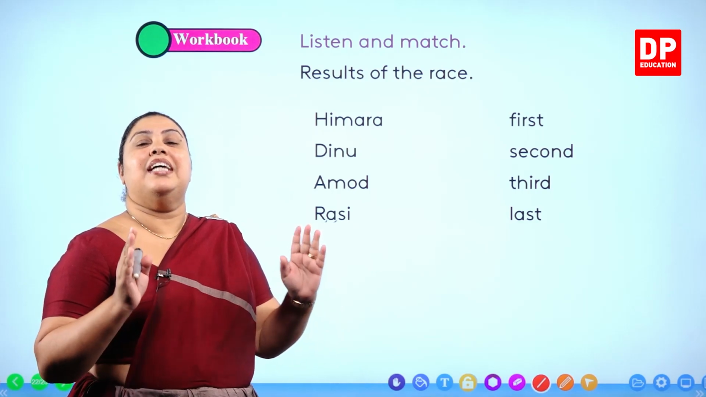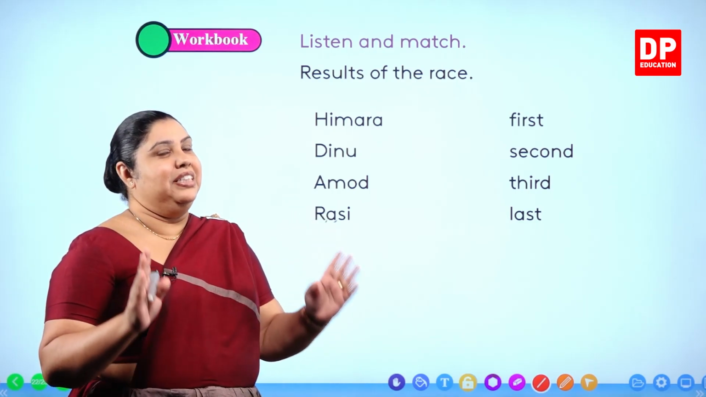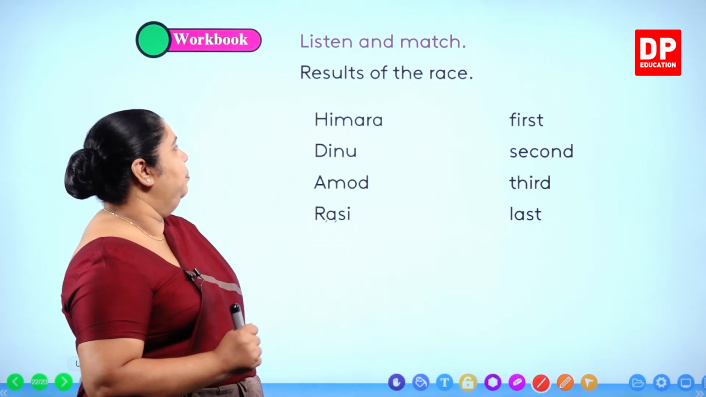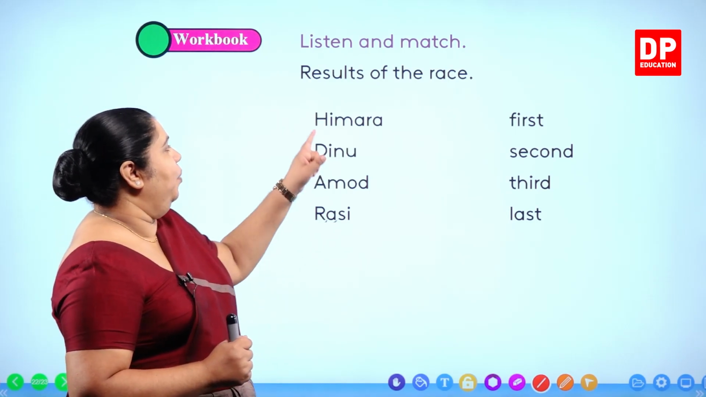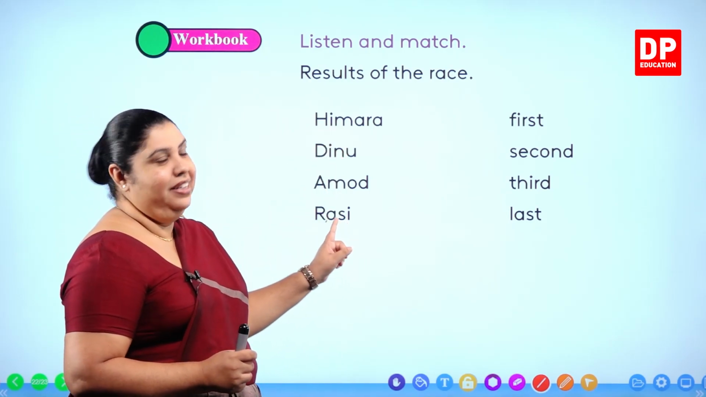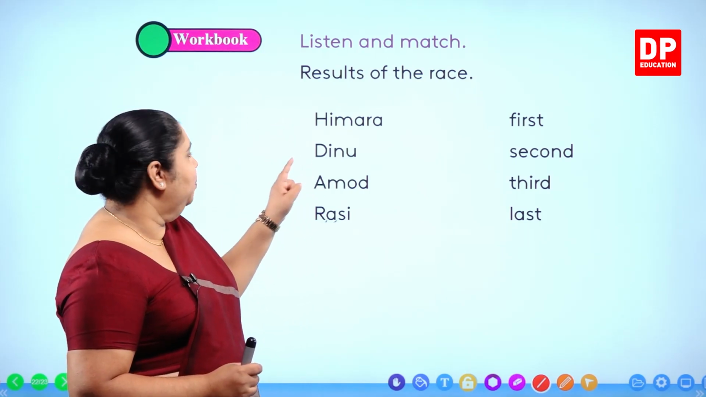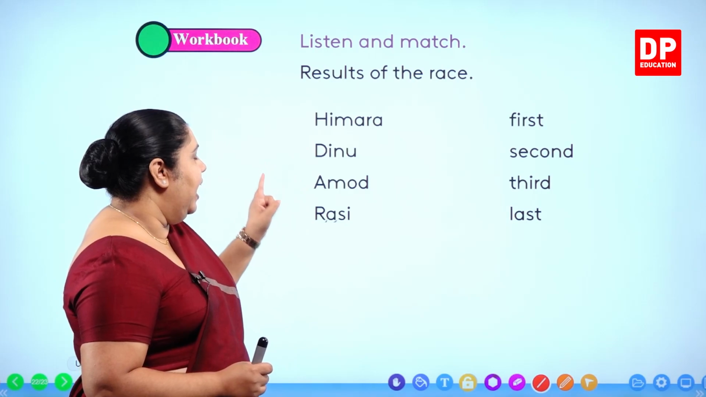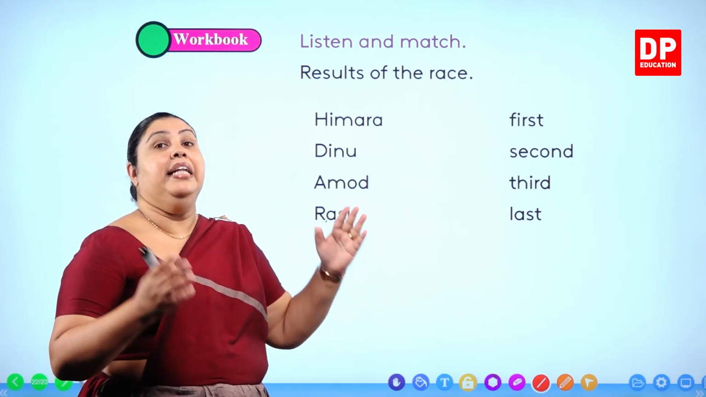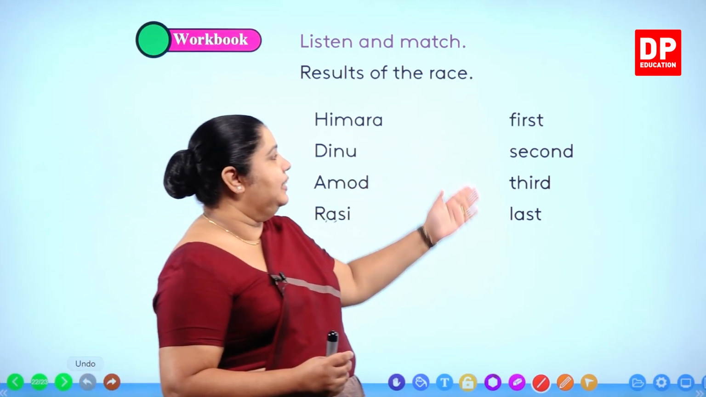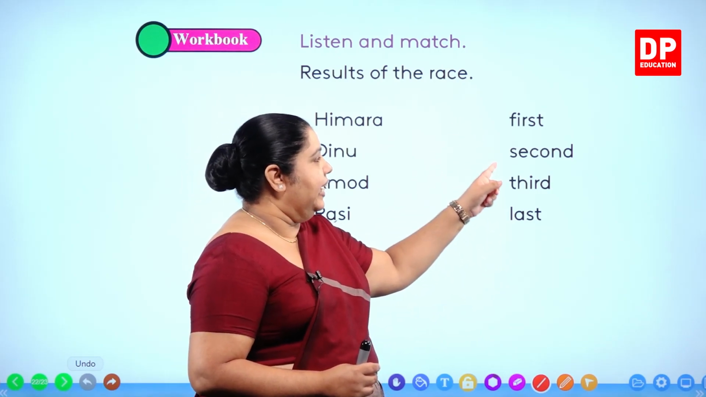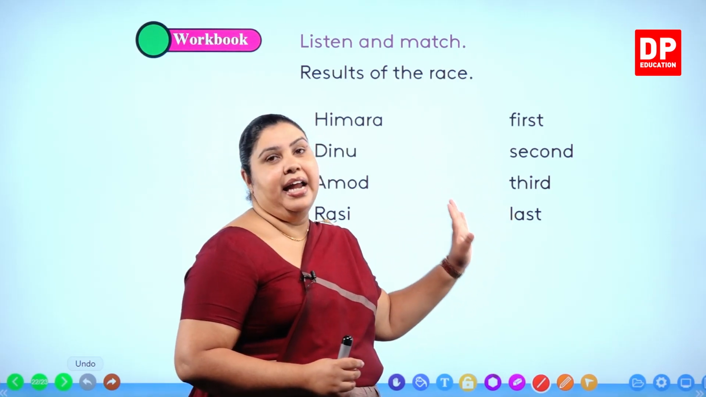Right. Now let's start matching the results with the children. Okay? Now we have the names here. First one is Himara. Then we have Dinu. We have Amod. And we have Rasi. And then we have the places. First, second, third and last.